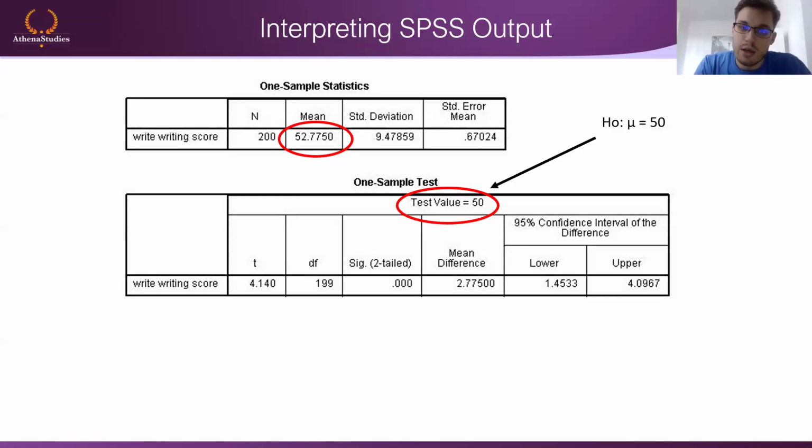Next, we have the one-sample test. The test value you can see here is equal to 50, which is basically what we're testing against. So this is our assumption. This is H0: mu is equal to 50. We can see here that we got an X bar of 52.77. So that's what we got in our testing.